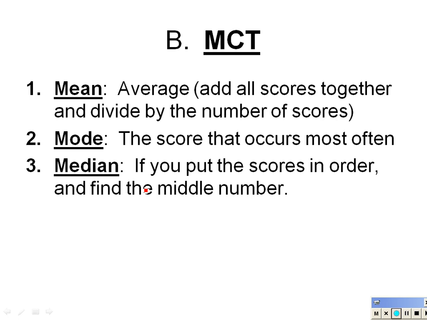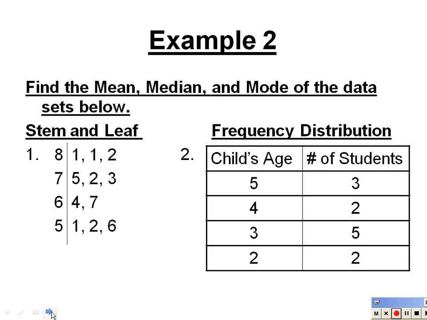And the median is another way. You can find the median by taking all your information and putting in order from the smallest to the largest, and then finding the number that lands dead smack in the middle of the data. I'm going to do all 3 of those here. Alright, so example 2, copy down your directions and then number 1.